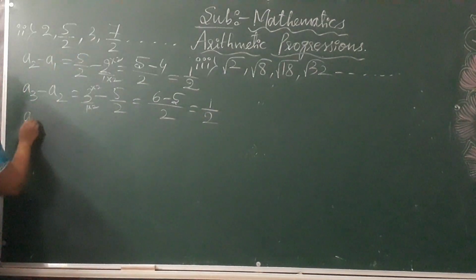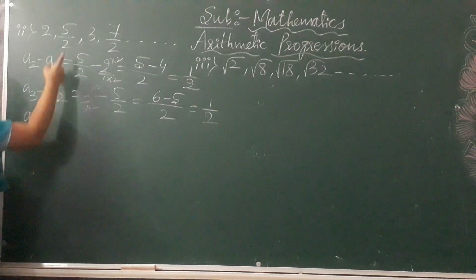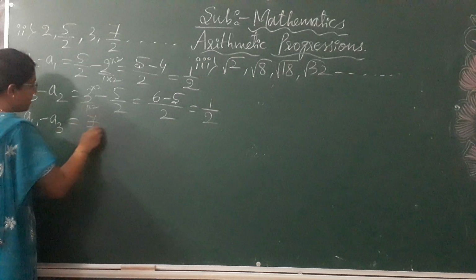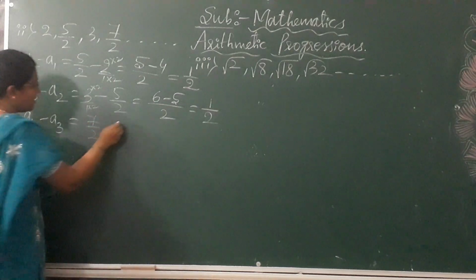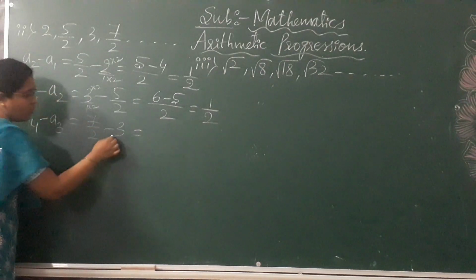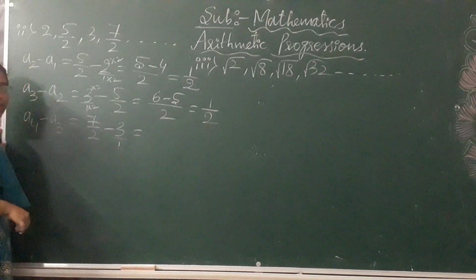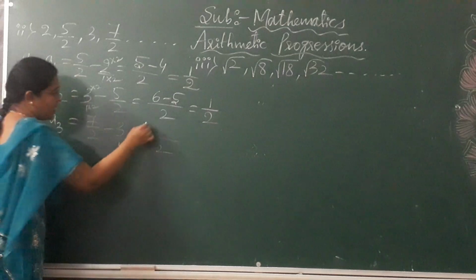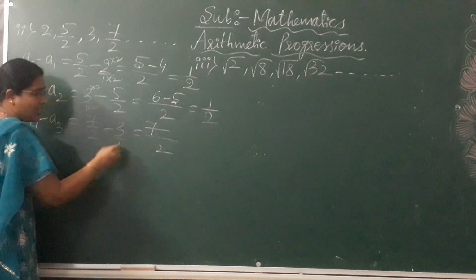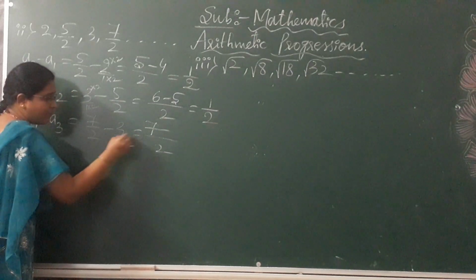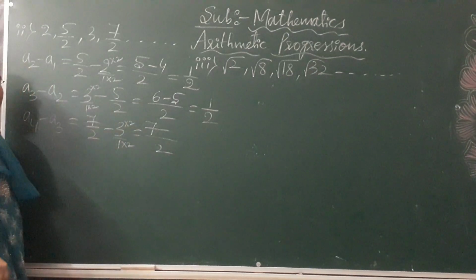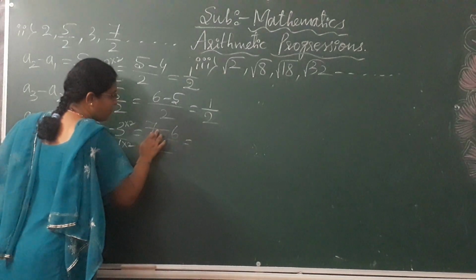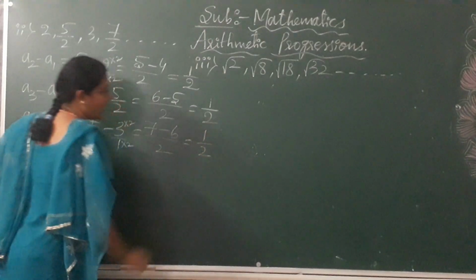Next, the difference between the fourth term and third term. The fourth term is 7 by 2 minus the third term, which is 3, is equal to. Here also the denominator is 1. LCM for 2 and 1 is 2. Here keep 7 as it is, minus. Here to equalize the denominator multiply by 2, and multiply 2 to the numerator also. 3 2s are 6. 7 minus 6 equal to 1 by 2.